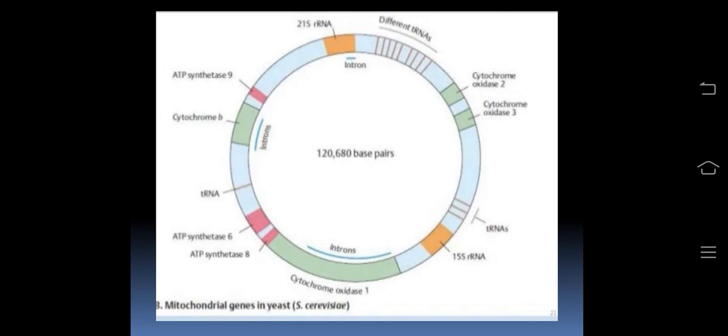Next, mitochondrial inheritance. Yeast has been used extensively to study mitochondrial inheritance. There is a yeast strain called petite that has structurally abnormal mitochondria that are incapable of oxidative phosphorylation. These mitochondria have lost some or all of their DNA.